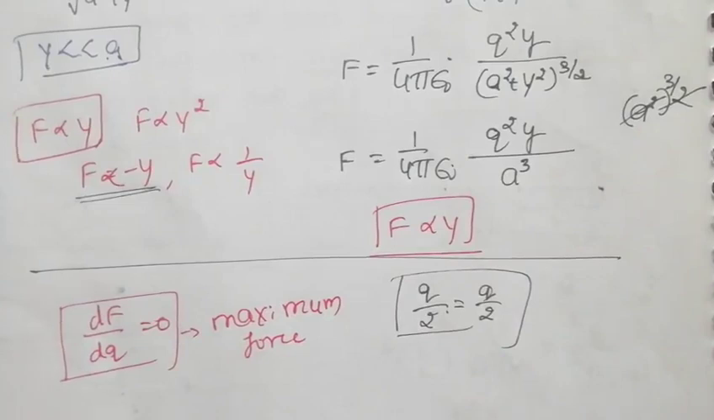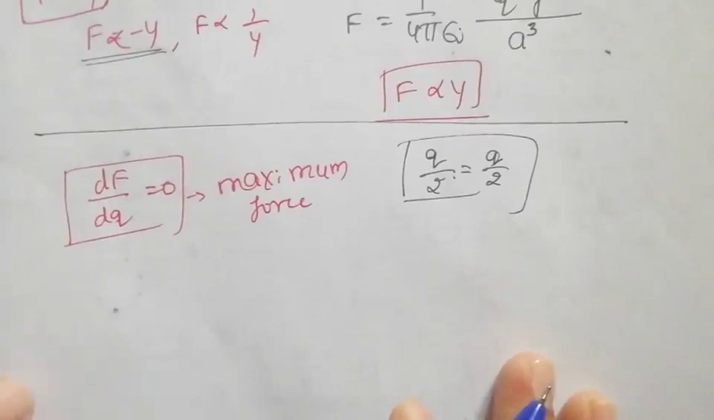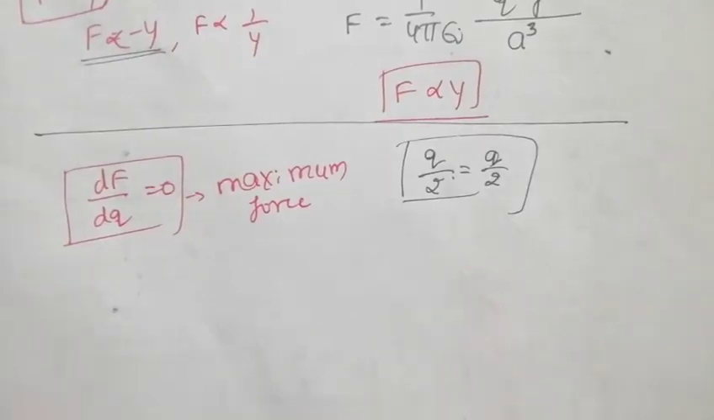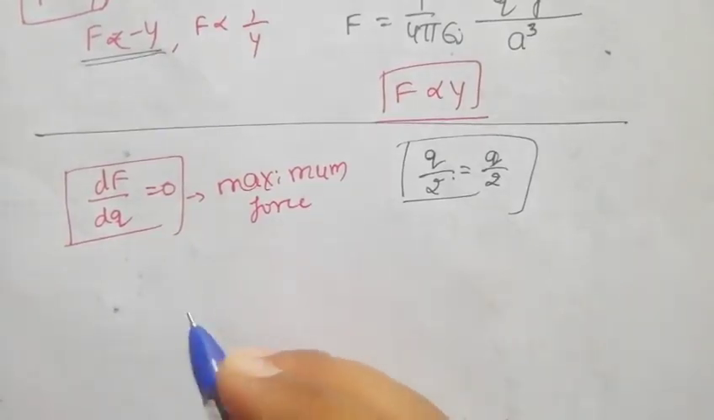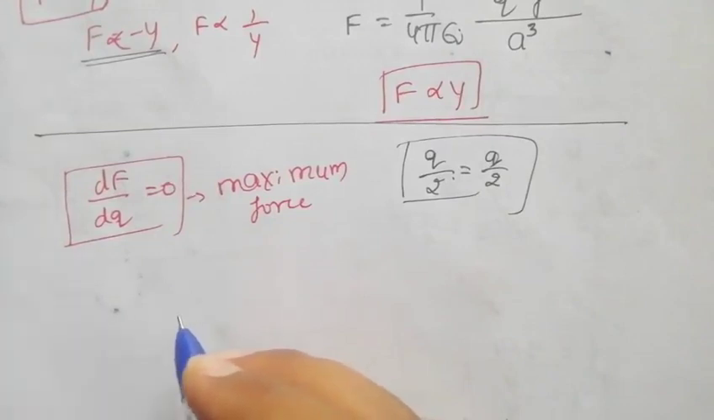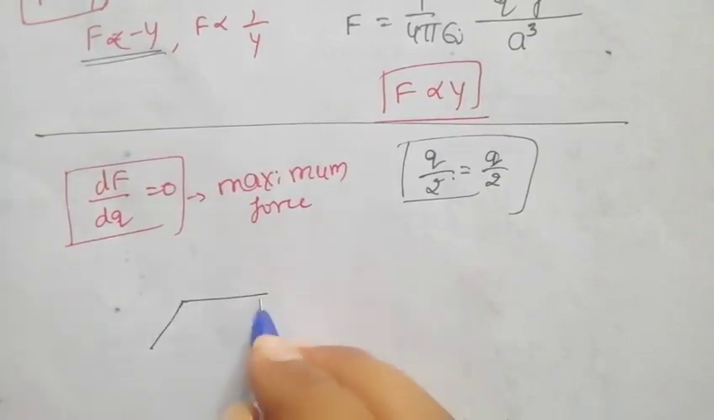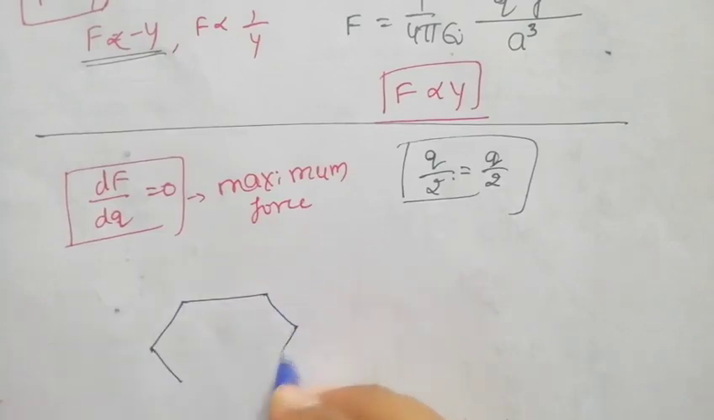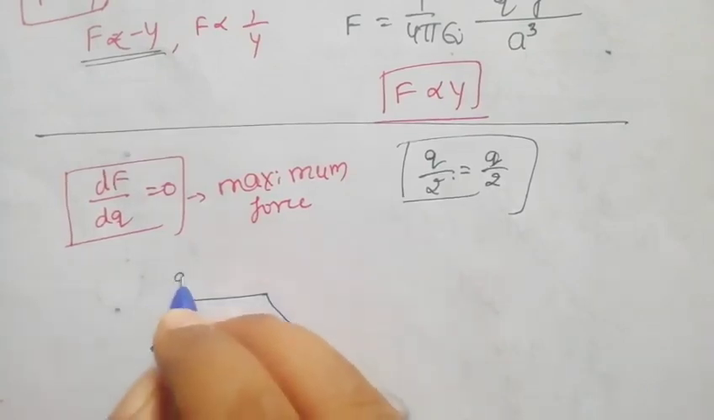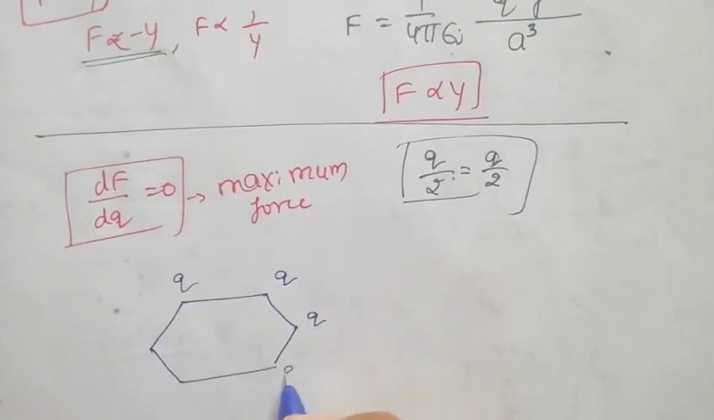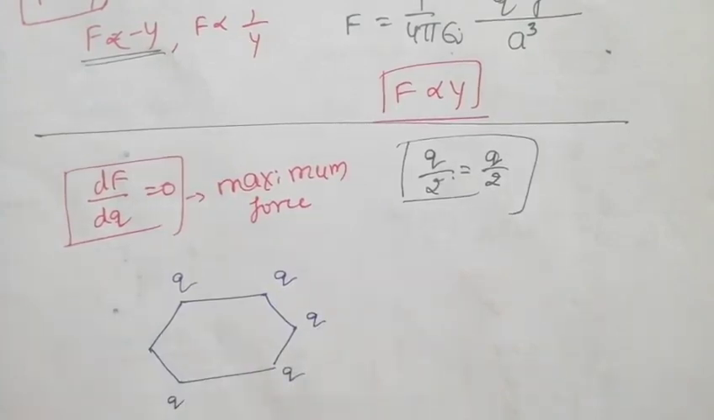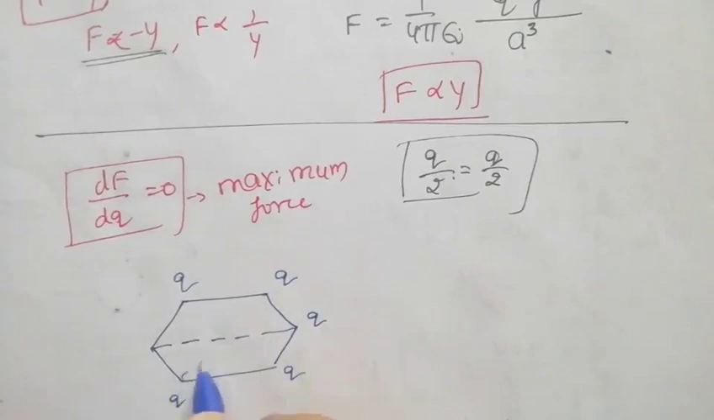Here I can remember one more question. There are 5 charges given to you, each equal to Q. So 5 charges are there, arranged in such a way like this. Here it is Q, here it is Q, here it is Q, here it is Q, here it is Q. Now the question is, what is the force at the center of this hexagon? Somewhere if I write the center of the hexagon, you get it somewhere here.